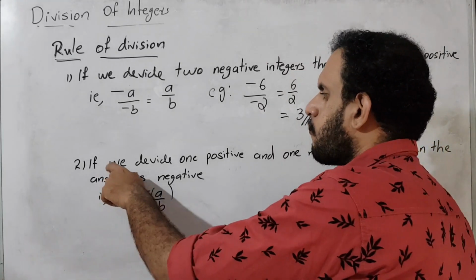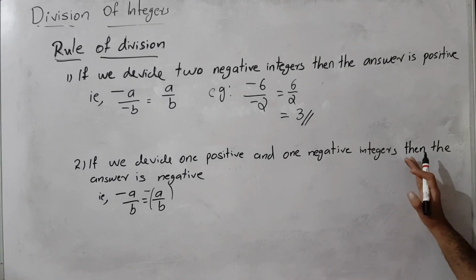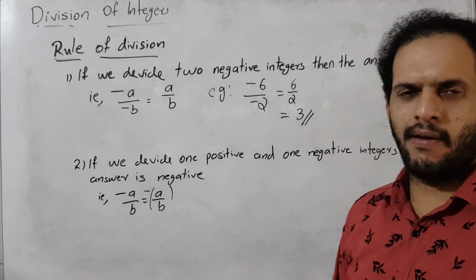What is the second rule? If we divide one positive and one negative integer, then the answer is negative.